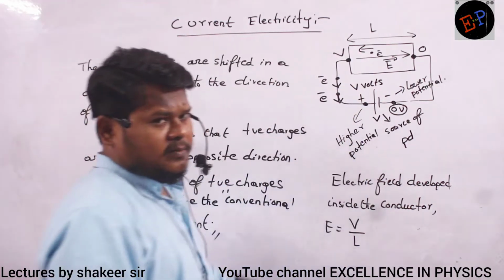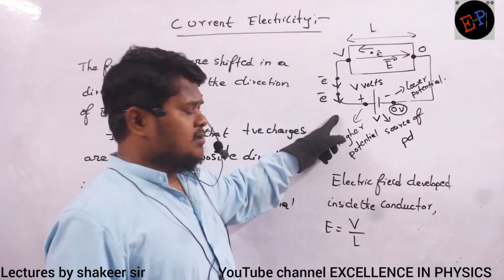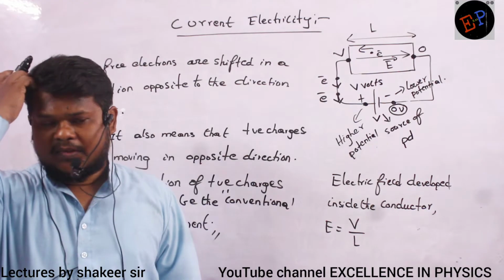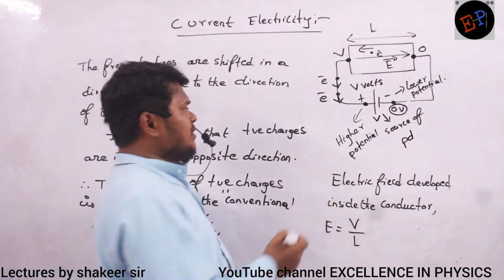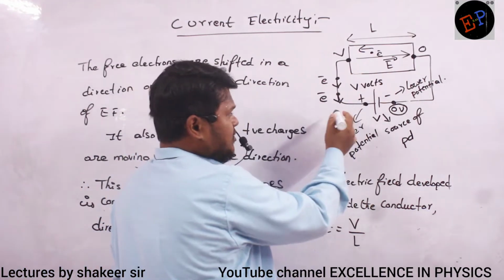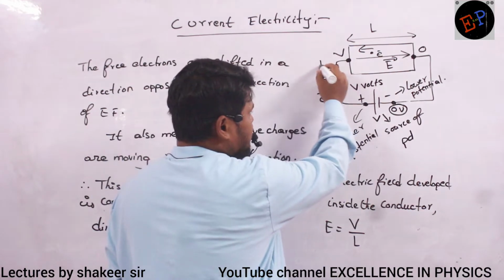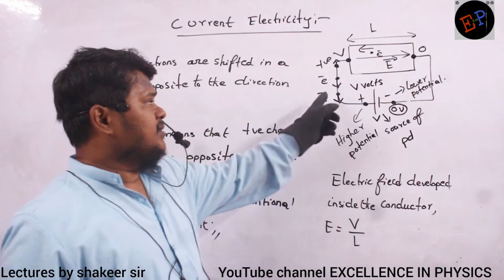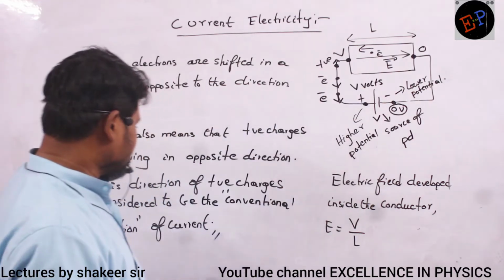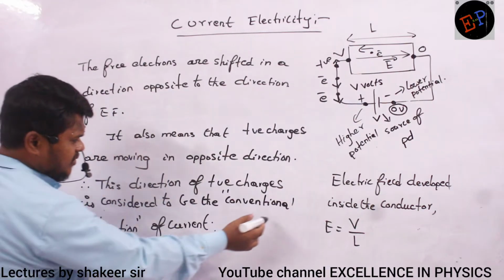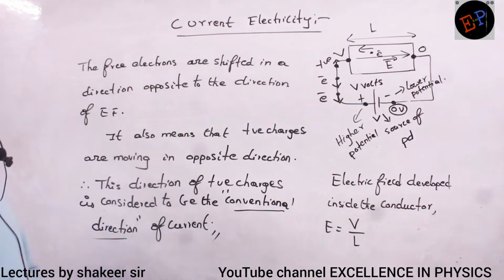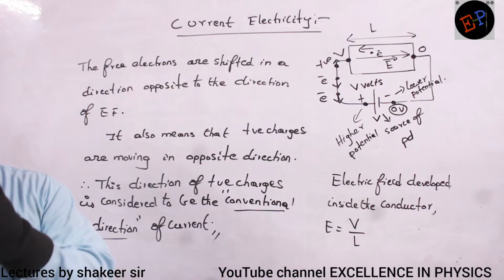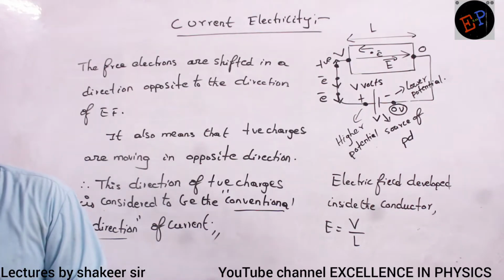But if electrons are moving in one direction, it also means that positive charges are moving in the opposite direction. That is the meaning of this. And this direction of positive charges is considered to be the conventional direction of current. So the direction of electrons is not considered the direction of current. The direction of positive charges is considered to be the direction of current.